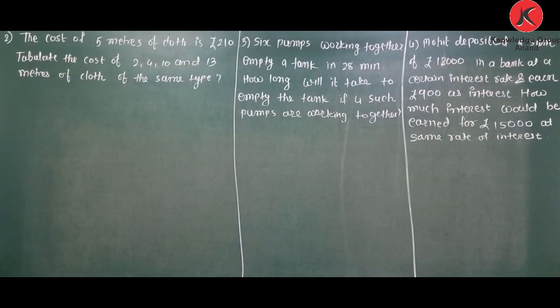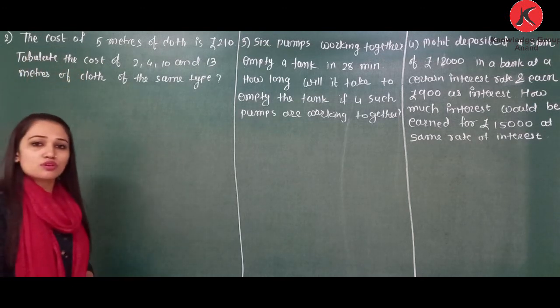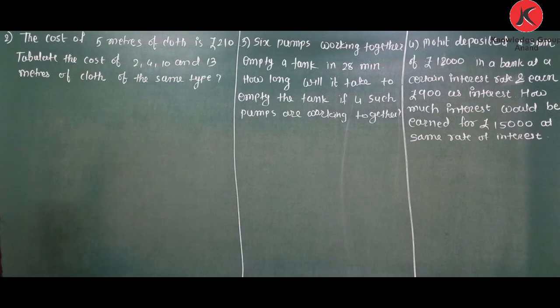Now next one. The cost of 5 meters of cloth is rupees 210. Tabulate the cost of 2, 4, 10 and 30 meters of cloth of the same type. This kind of question can be asked for 2 or 3 marks. So here, the cost of 5 meters. If length is increased, cost is also increased, and if length is decreased, cost will decrease. So that is in direct proportion.